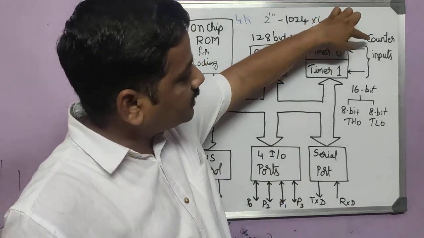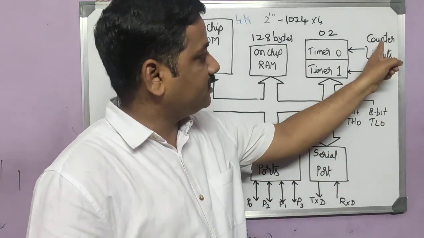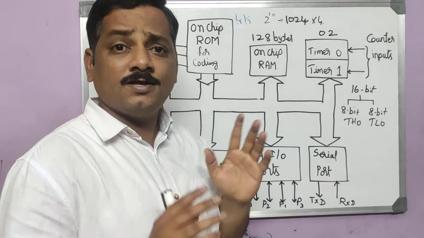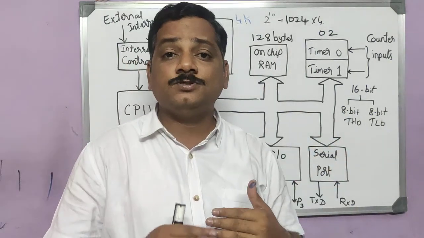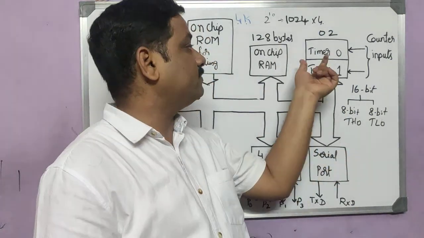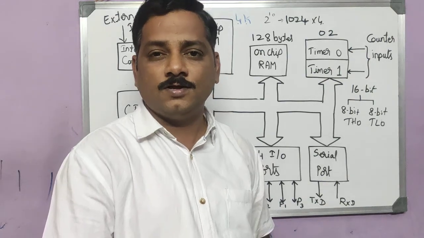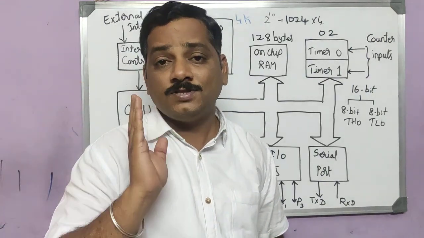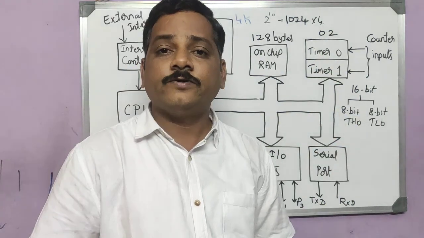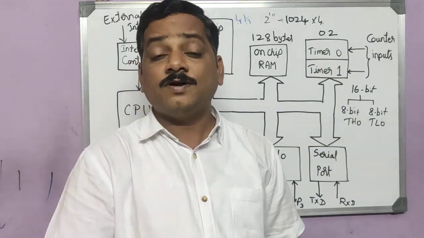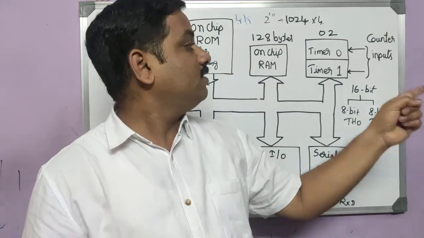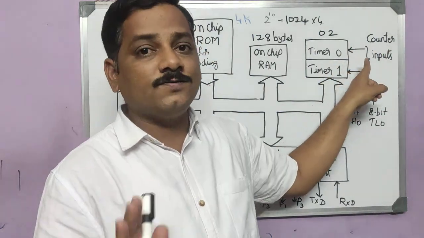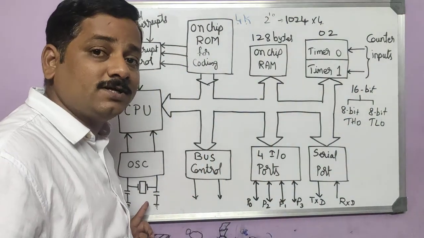One more thing you need to understand here: I have mentioned counter inputs. Inputs are given to timers. This same timer can be used as a counter. The same timer 0 can be used as counter 0. There is a slight difference between the timer and the counter. If I am using it as a counter, it will also count, but it counts the external pulses. If I give some external input here, then it will count those pulses. It will not count the pulses generated by the oscillator.